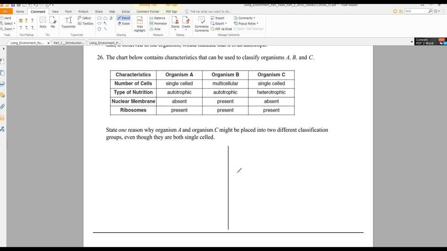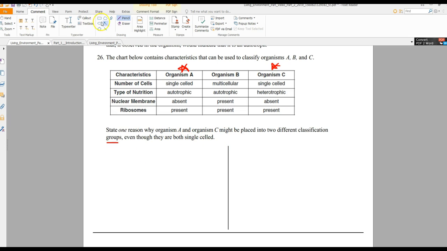Moving on. The chart below contains characteristics that can be used to classify organisms A, B, and C. Okay, here goes the next part of the student requests that I saw in the comments. Autotrophs, heterotrophs, single-celled, multicellular. Okay, so state one reason why organism A and organism C might be placed into 2 different classification groups, even though they are both single-celled.